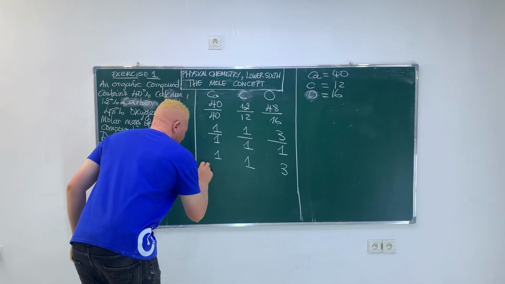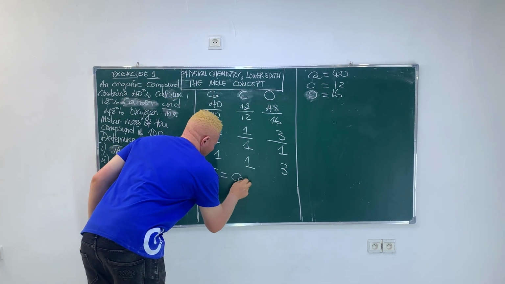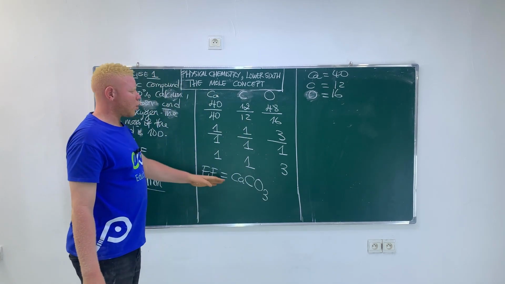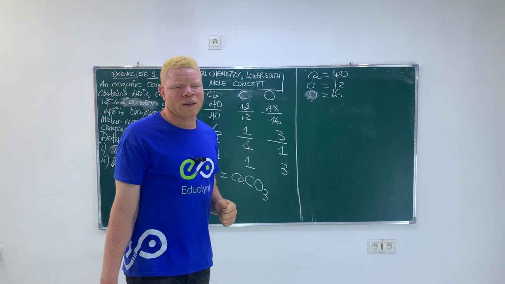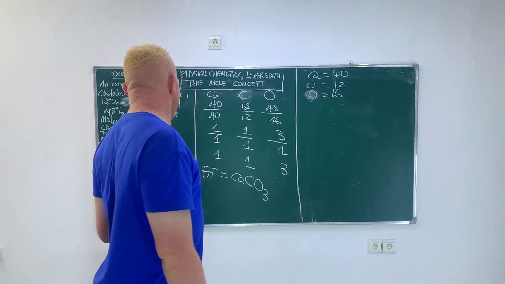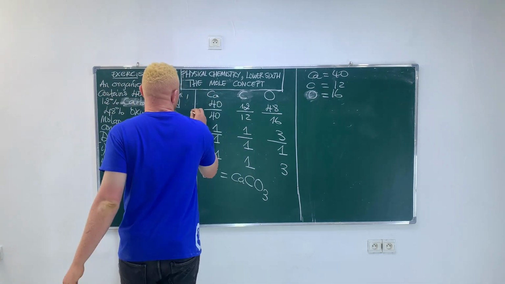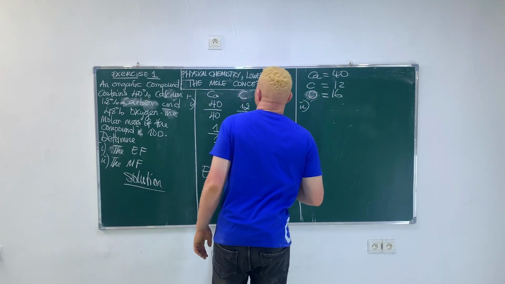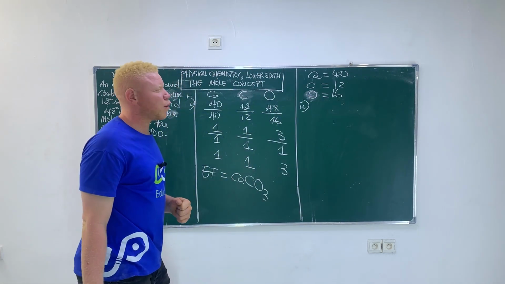So the empirical formula equals CaCO3. So that's the empirical formula of the compound. Actually, the compound is calcium carbonate. So what do we want to calculate? There was Roman 1. Roman 2 now is determining what? Roman 2 was determining the molecular formula.